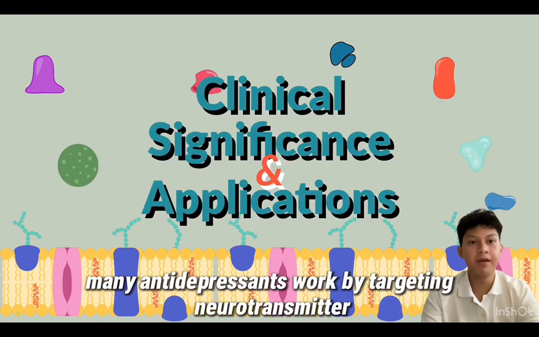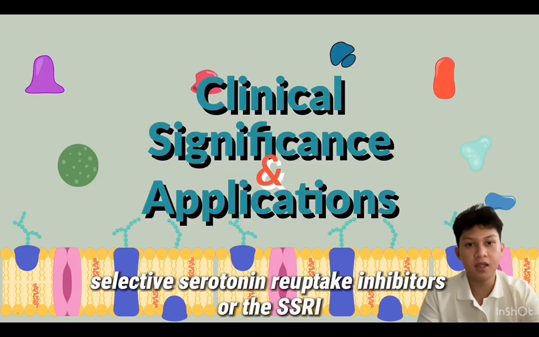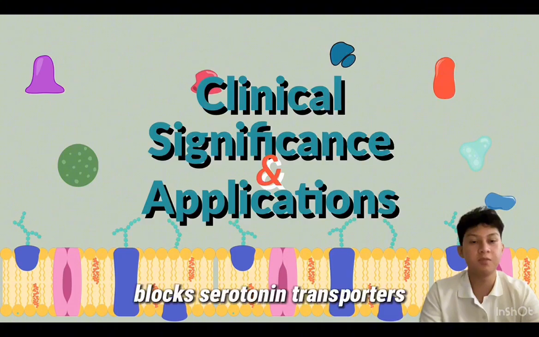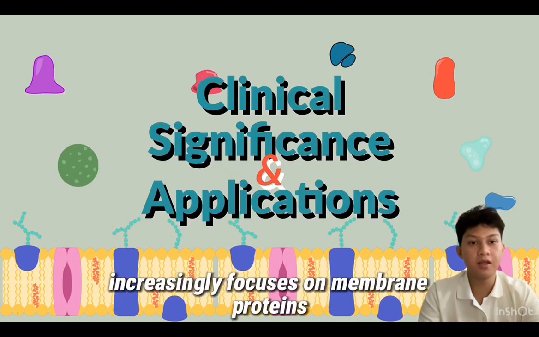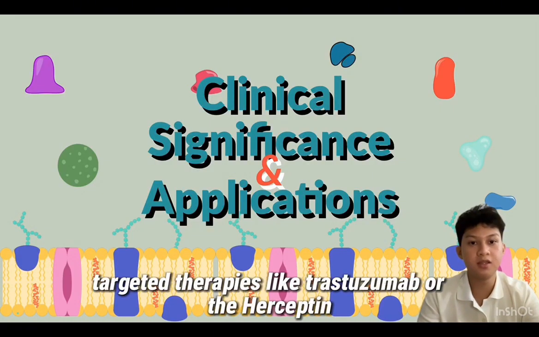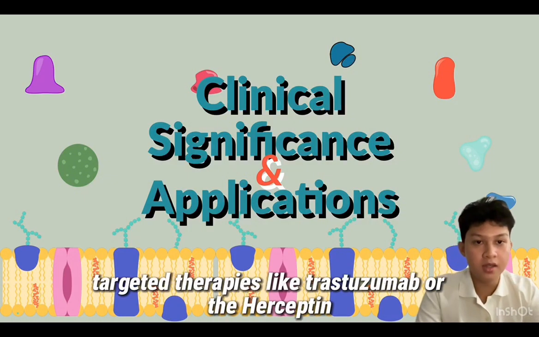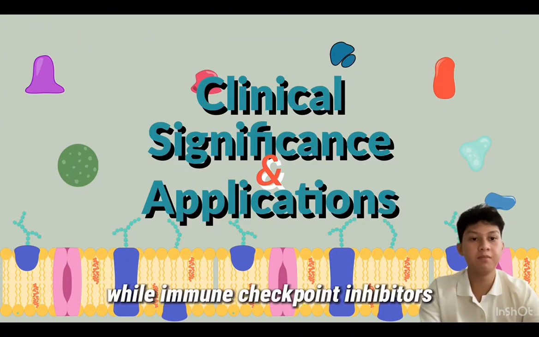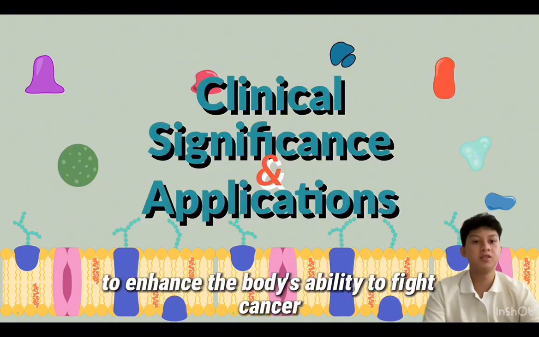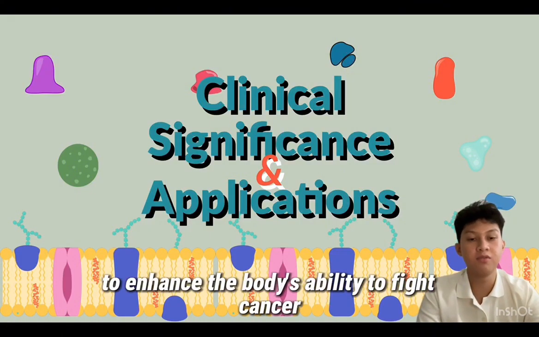In psychiatry, many antidepressants work by targeting neurotransmitter transporters. Selective serotonin reuptake inhibitors, or SSRIs, block serotonin transporters, increasing serotonin levels in synapses. Cancer therapy increasingly focuses on membrane proteins. Targeted therapies like trastuzumab, or Herceptin, target the HER2 receptor in breast cancer, while immune checkpoint inhibitors target immune receptors to enhance the body's ability to fight cancer.